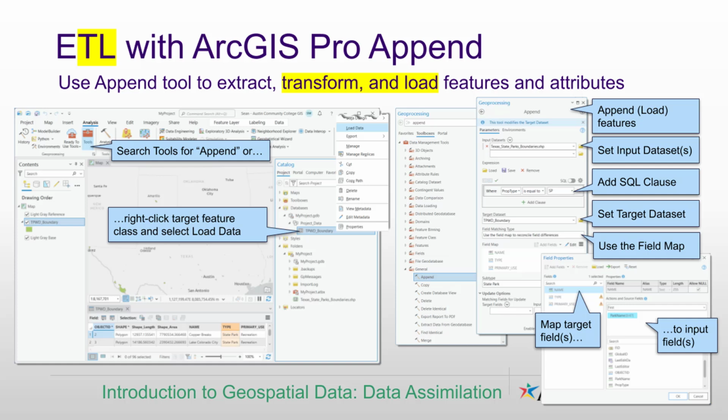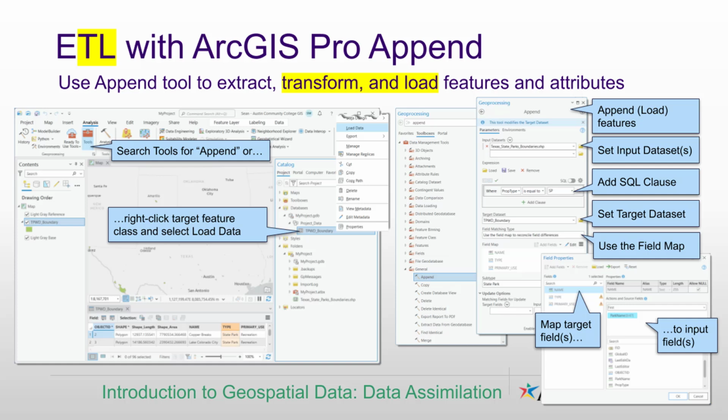Last, and another great thing about the Append tool, is that we can load or append the data directly into a subtype. So in this example right here, I've set an expression where prop type is equal to SP. And then if you go all the way down to the subtype, you can see I've loaded it to state park. So what I'm doing is selecting all the features and records where prop type is equal to SP in the Texas State Park boundaries, and loading those features and records into my target data set TPWD boundary and its subtype state park.